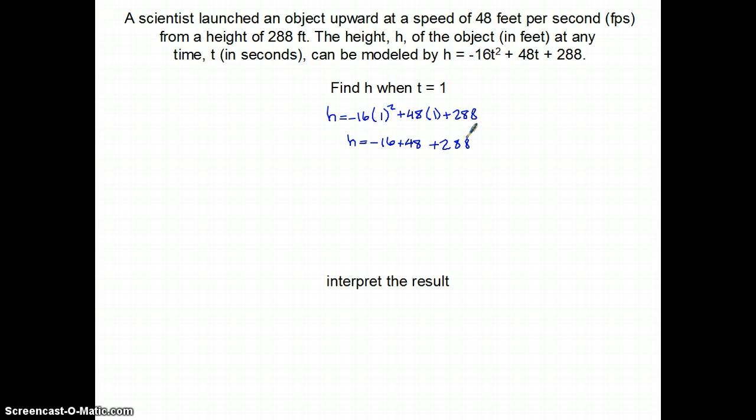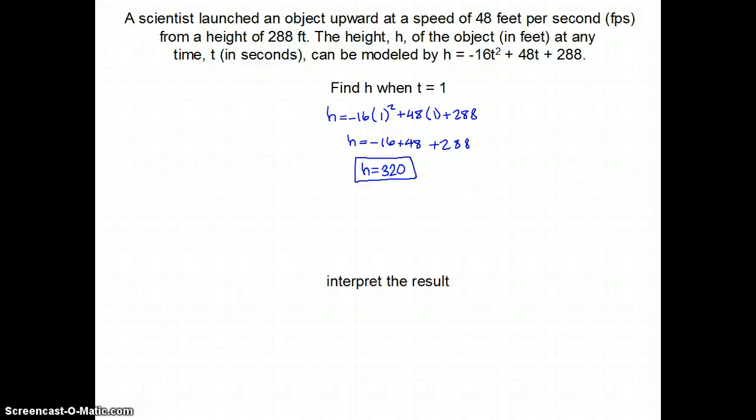Doing this math, I've got negative 16 plus 48 plus 288. Altogether, that's going to equal 320. So the height, or h, equals 320. So when t equals 1, h is 320.